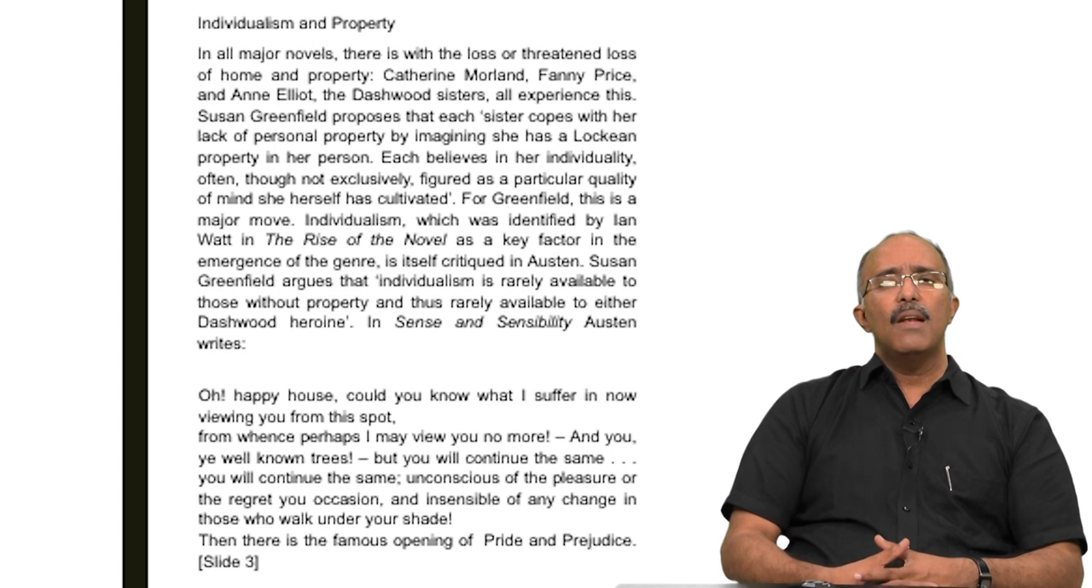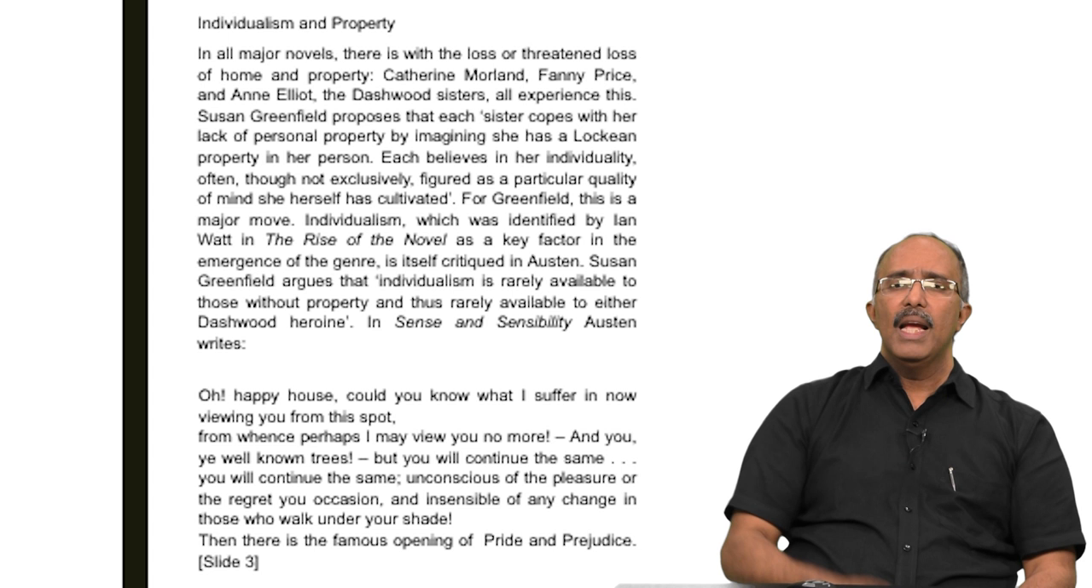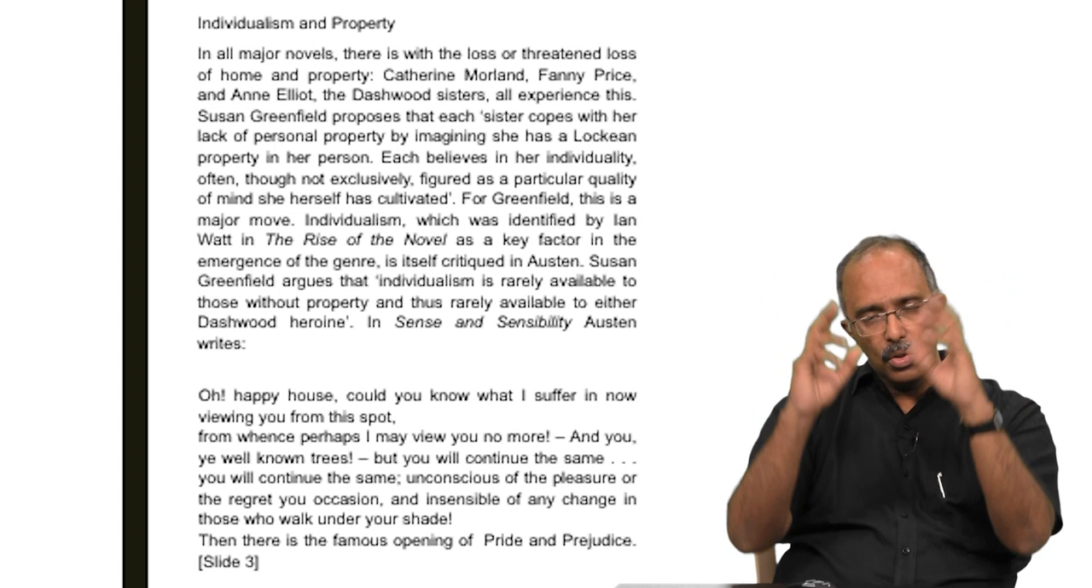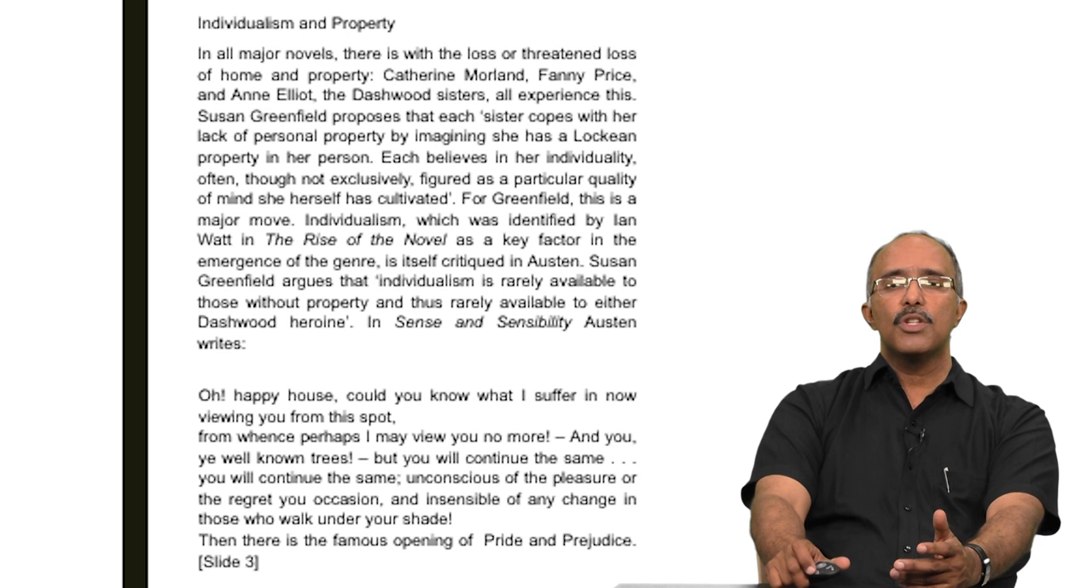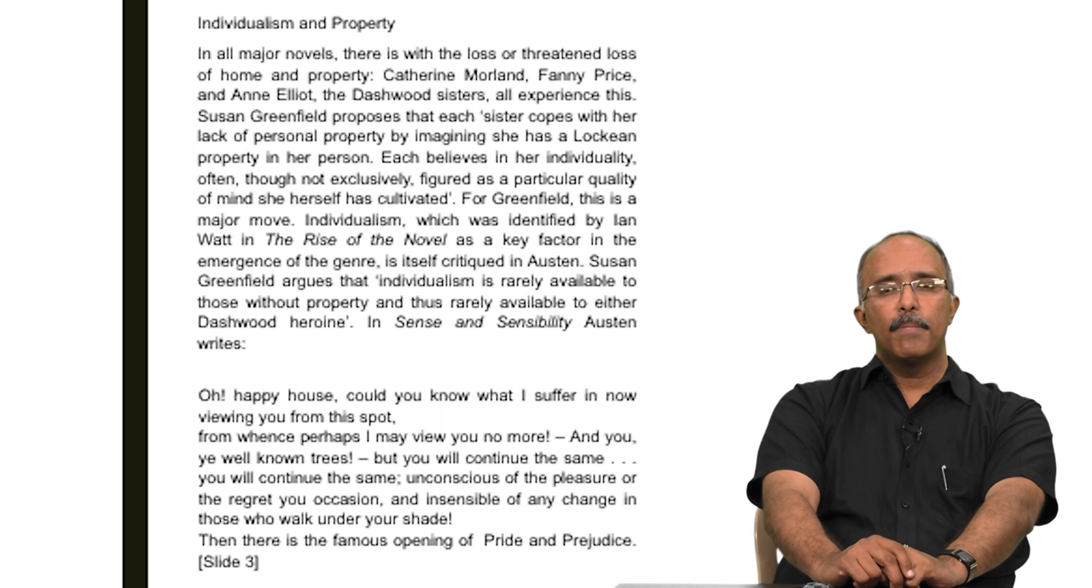Greenfield argues that individualism is rarely available to those without property, and this is the key point, that for a person to be growing, within quotes, growing, to become a full-fledged human, to become an individual, you require property. And in Sense and Sensibility, Jane Austen gives us a detailed exposition of this link between individual and property. Here are the famous opening lines of Pride and Prejudice, coming up on your slide now.